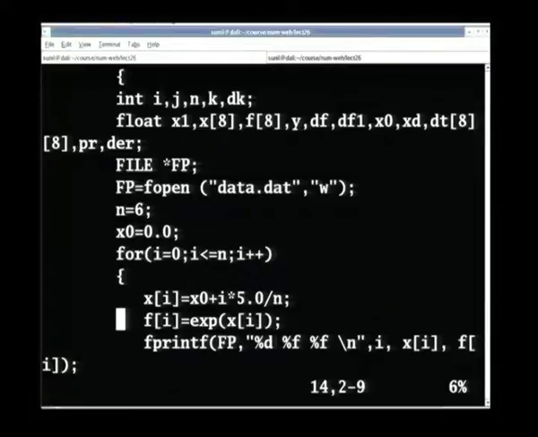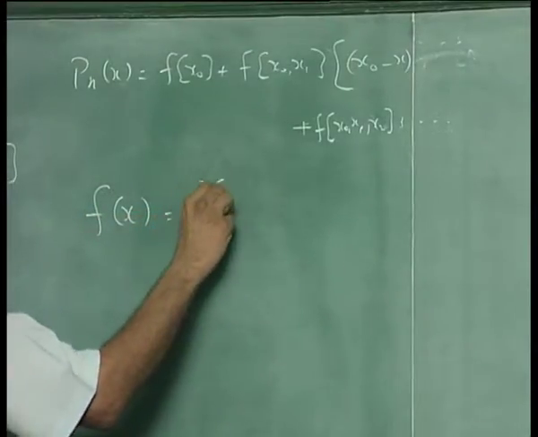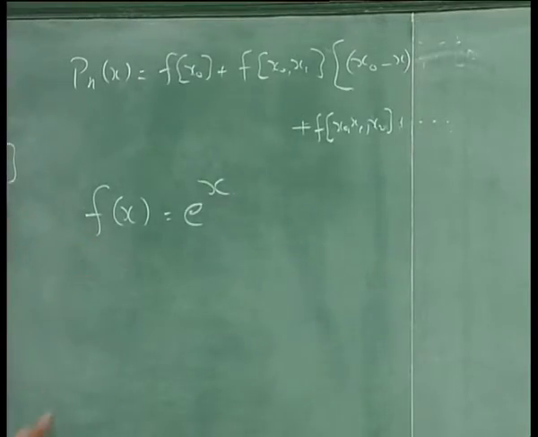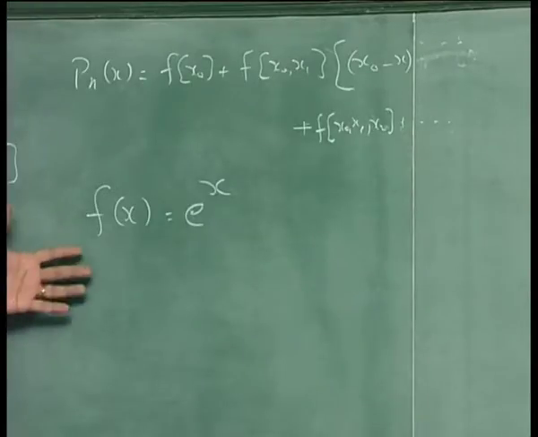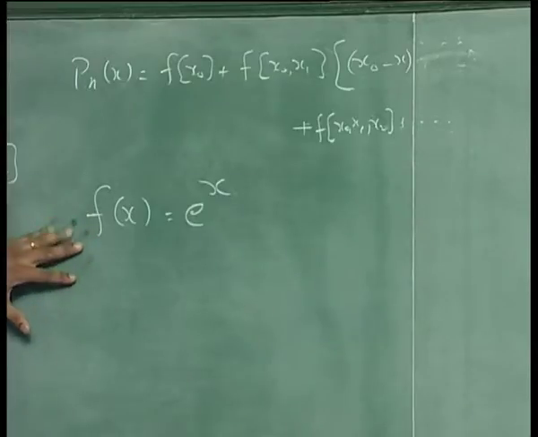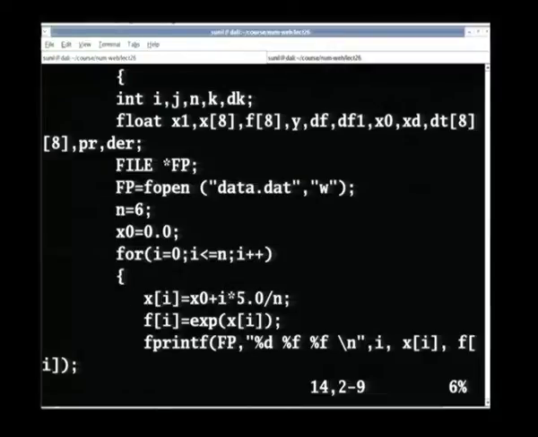So, what we do is we take a function f of x, which is exponential x, e to the power of x. We will tabulate this function for a set of discrete points, and then we will construct a polynomial which goes through this set of tabulated points and calculate the derivative. That way, we can actually compare it with the derivative of this function, which is that function itself. That is an easier comparison for demonstration purposes.